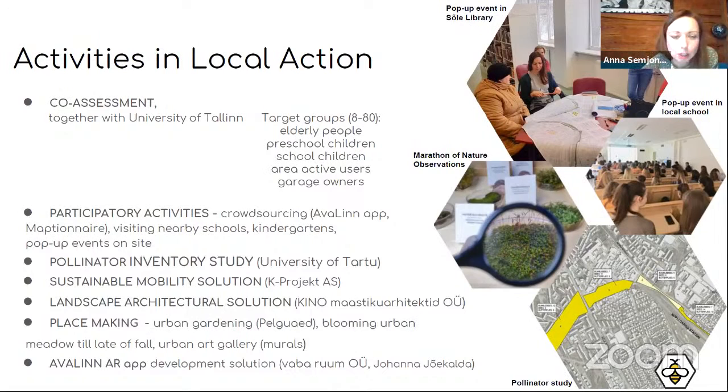Parallel to this long-term planning, we already started activating the newly forming public space. The keywords for that are urban gardening initiation and the blooming urban meadow till later fall. That means that we cut the meadow only once a year, so it already attracted a lot of attention.